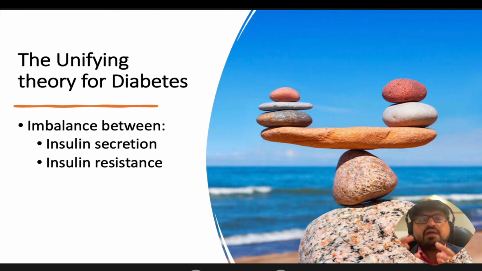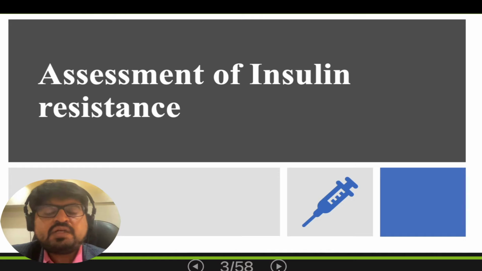So at the end of the day, type 1 diabetes, type 2 diabetes and any other form of diabetes for that matter is an imbalance between insulin secretion and insulin resistance, and hence this is a unifying theory for all forms of diabetes. And hence it is very important for us to understand the science and the biochemistry behind insulin secretion and insulin resistance, so that we are able to understand our patients better and conduct better research. Now first let's talk about insulin resistance. So how do you assess insulin resistance?